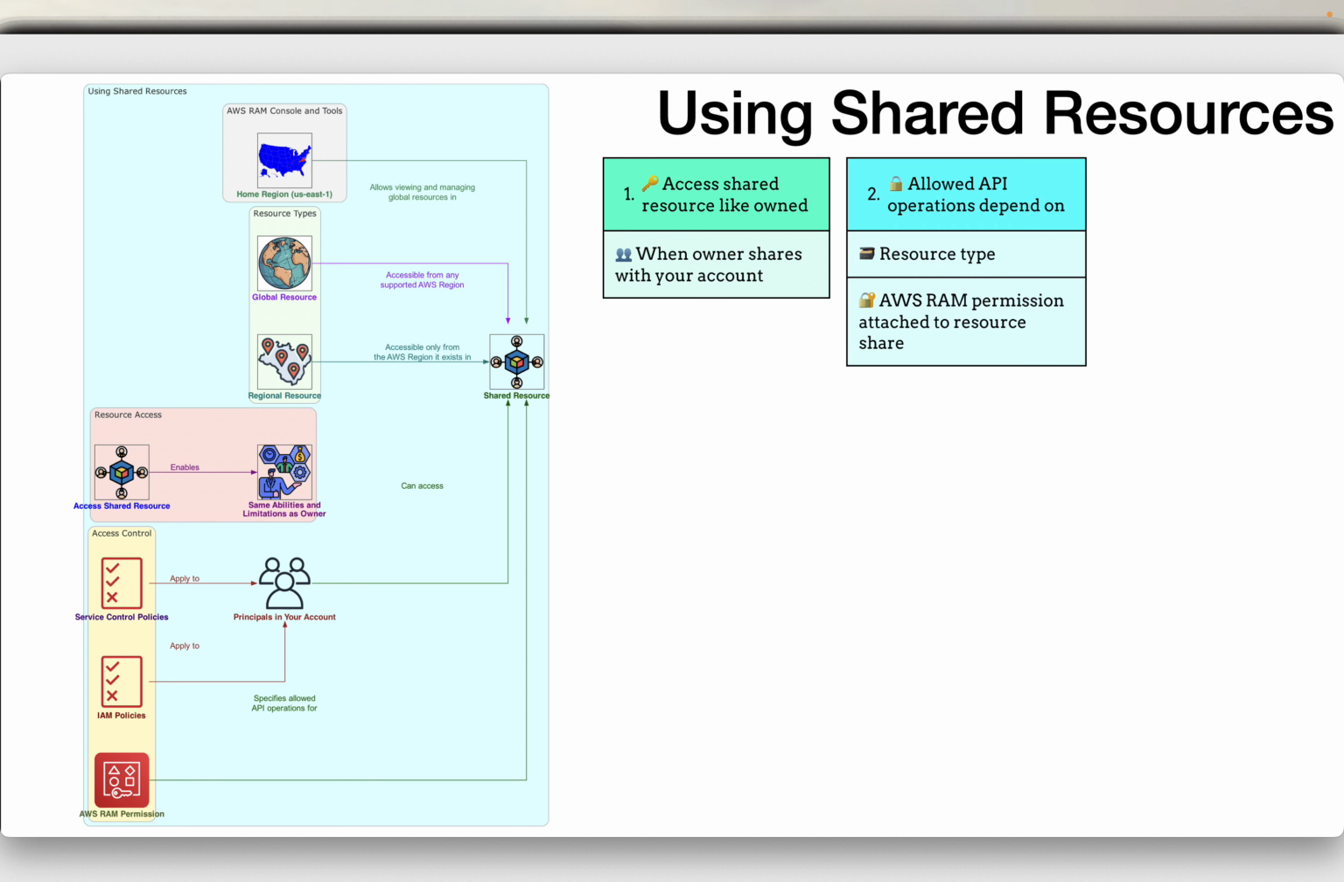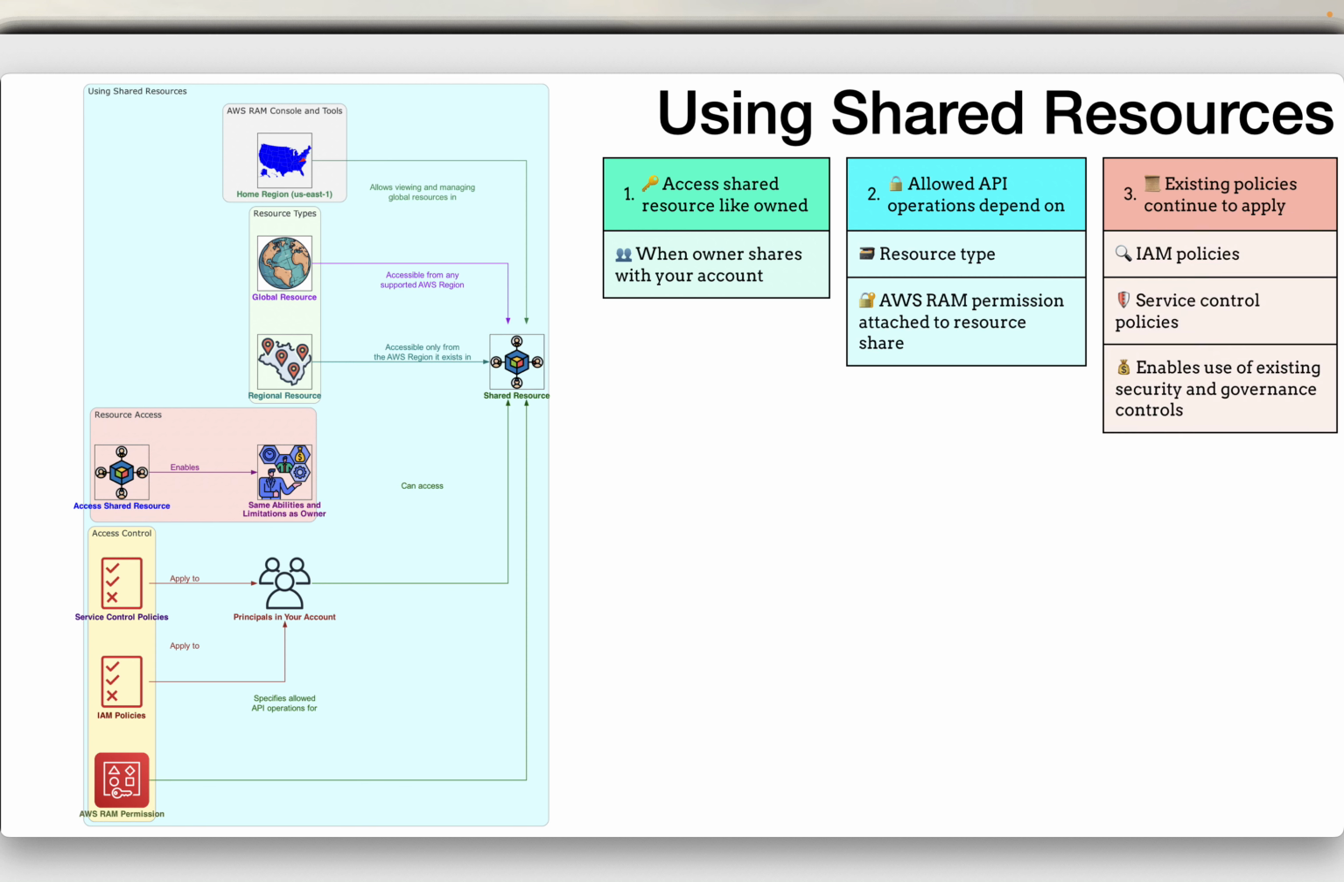The API operations that principals in your account are allowed to perform vary depending on the resource type and are specified by the AWS RAM permissions attached to the resource share. This comes from the source account. All IAM policies and service control policies configured in your account also continue to apply, which enables you to make use of your existing investments in security and governance controls.